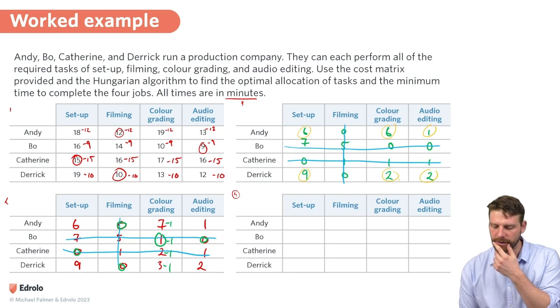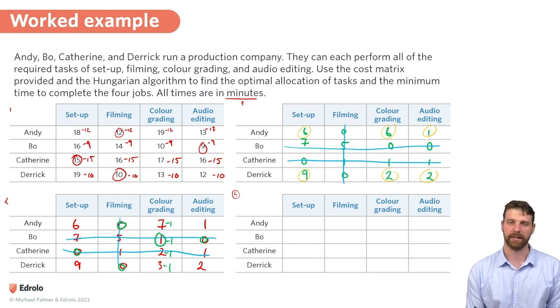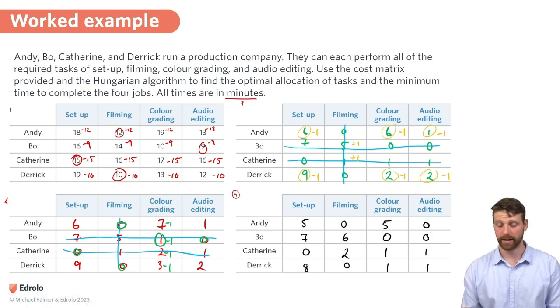Okay. And so I can see the lowest one there is 1. So I've got to take away 1 from all of those, but I've got to add it to the double covered values. So I take away 1 from all of these, but I add 1 to 5 and 1. Okay, so let's fill in the values now. Okay, so there's the new values where I've added or subtracted 1.